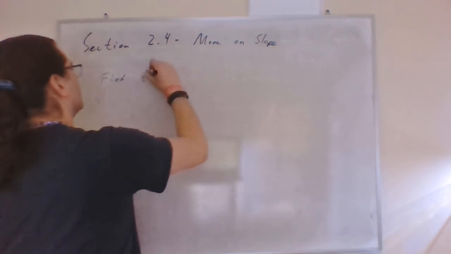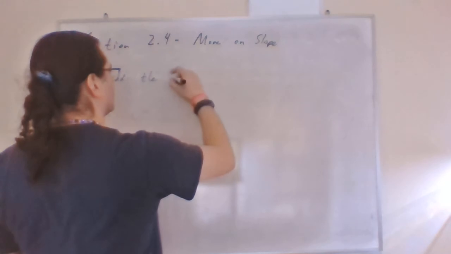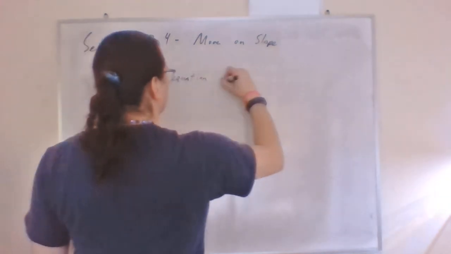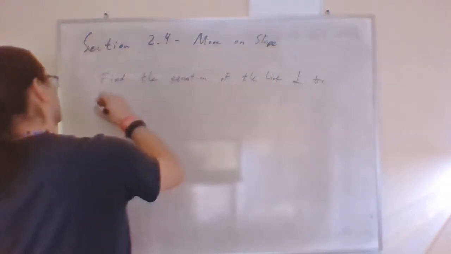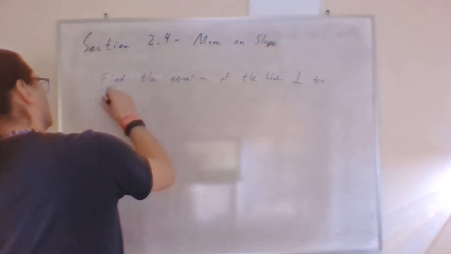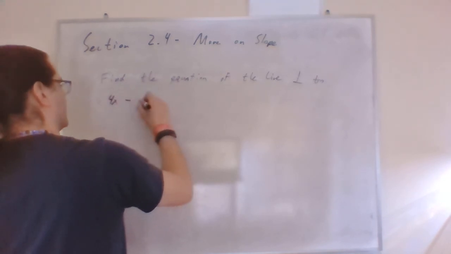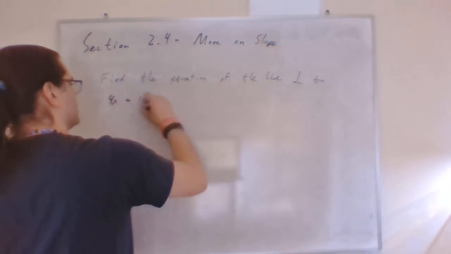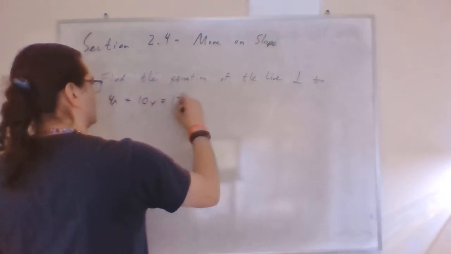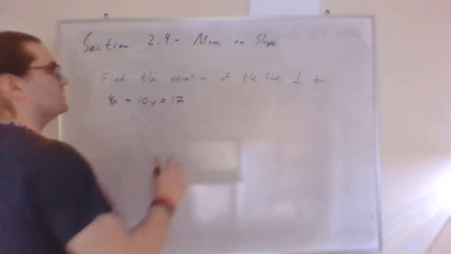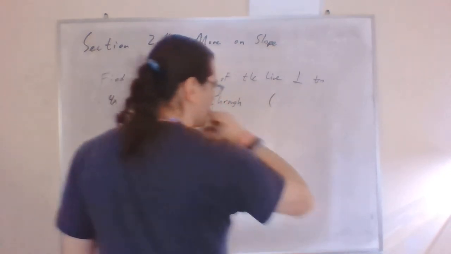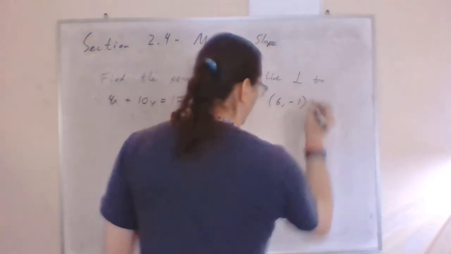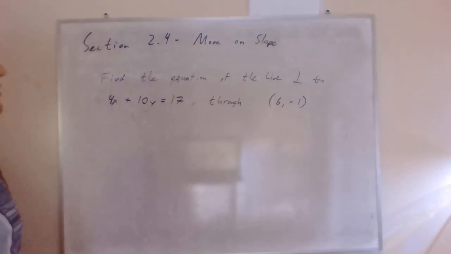So let's find the equation, not the slope, the equation of the line perpendicular to, let's say, 4x plus 10y equals 17, through (6, -1).